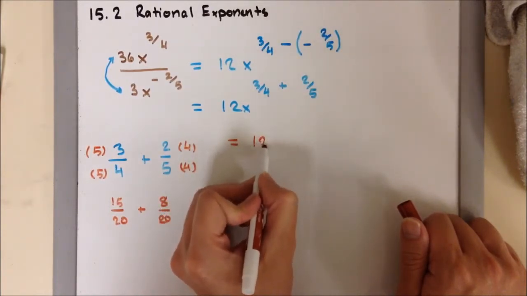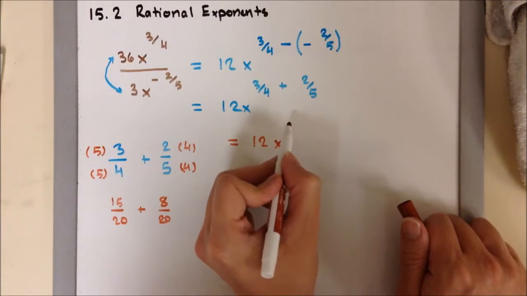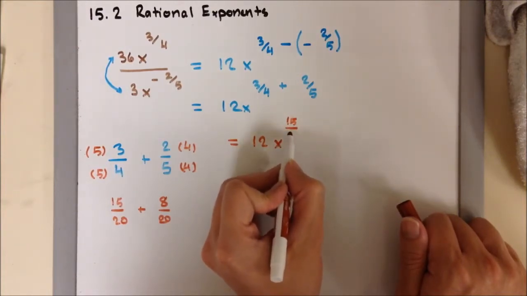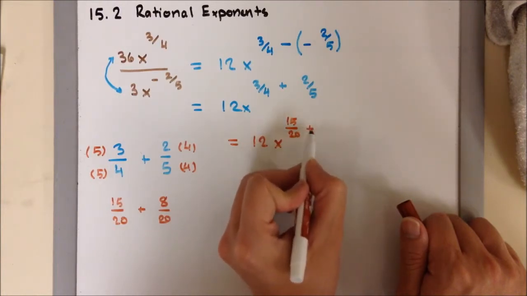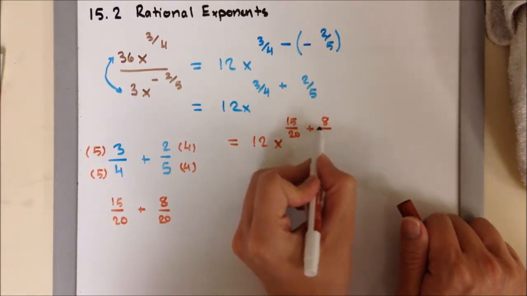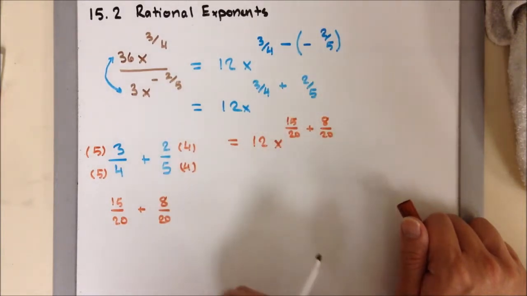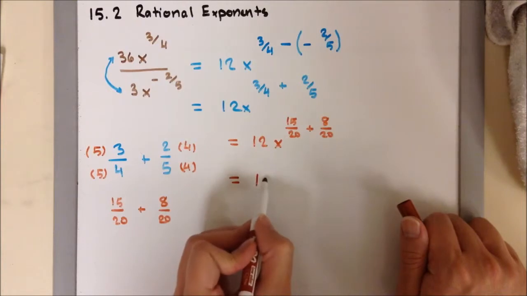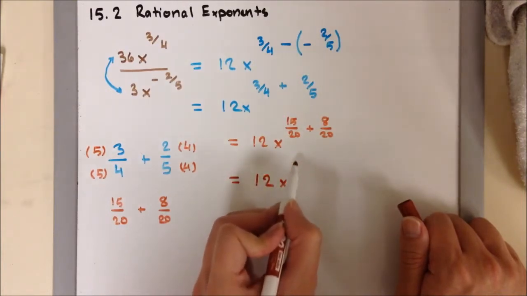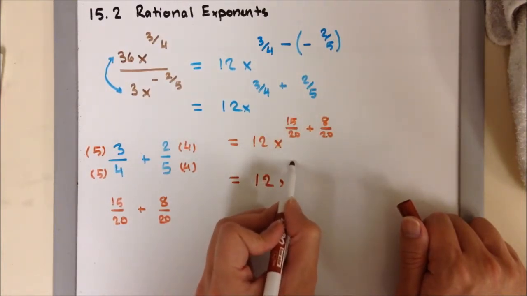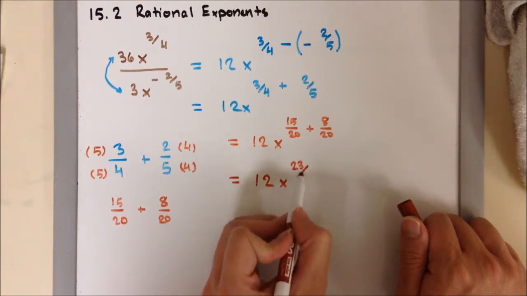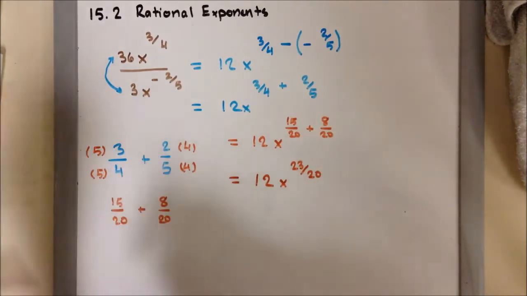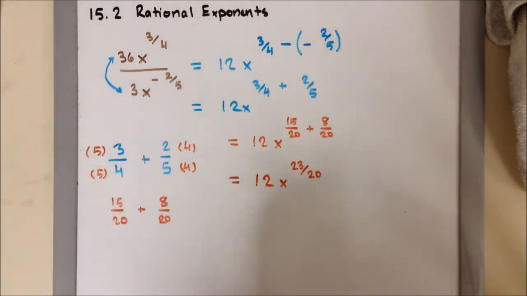So we're going to have 12x to the power of 15 over 20 plus 8 over 20. Now, since they have the same denominator, we can combine the fractions. So I'm going to have 12x to the power of 15 plus 8, that's 23, over 20, that's our denominator. So this is my final answer. And let me box that up.